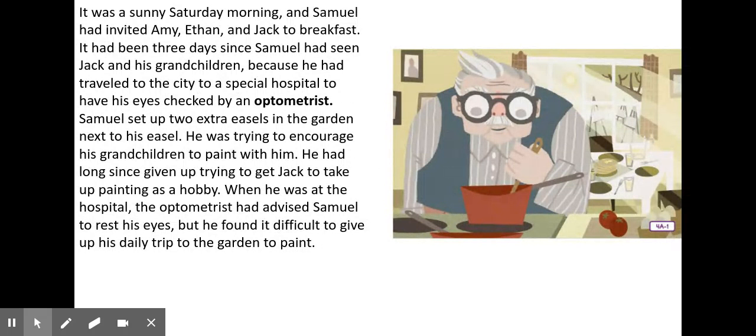It was a sunny Saturday morning, and Samuel had invited Amy, Ethan, and Jack to breakfast. It had been 3 days since Samuel had seen Jack and his grandchildren, because he had traveled to the city to a special hospital to have his eyes checked by an optometrist. Samuel set up 2 extra easels in the garden next to his easel. He was trying to encourage his grandchildren to paint with him. He had long since given up trying to get Jack to take up painting as a hobby. When he was at the hospital, the optometrist had advised Samuel to rest his eyes, but he found it difficult to give up his daily trip to the garden to paint.